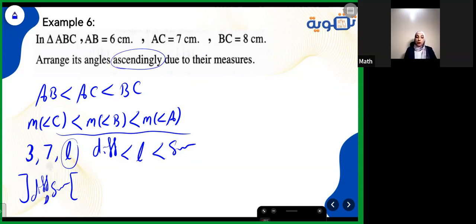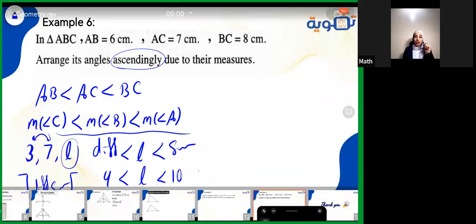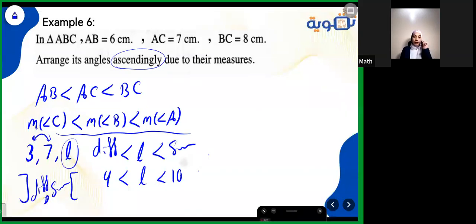So for any two sides, like 7 and 3, their difference will be 4: 7 minus 3 equals 4. 7 plus 3 will be 10. So as you can see here, the third side should be between 4 and 10.